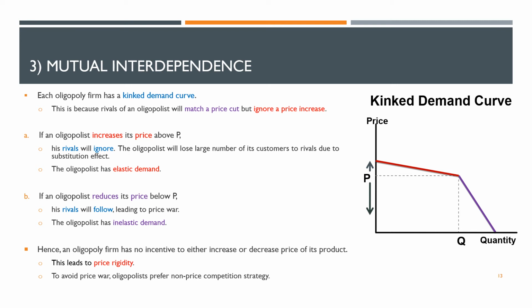Due to the kinked demand curve, an oligopoly firm has no incentive to either increase or decrease the price of its product. This leads to price rigidity. In order to avoid price war, oligopolies prefer non-price competition.